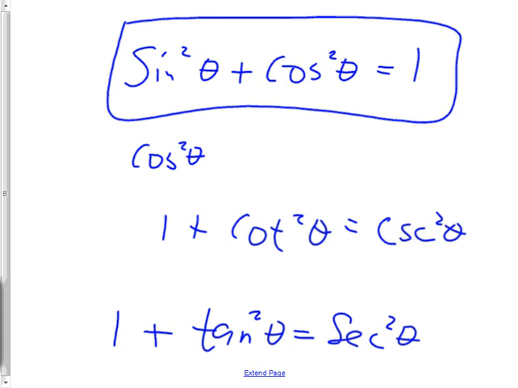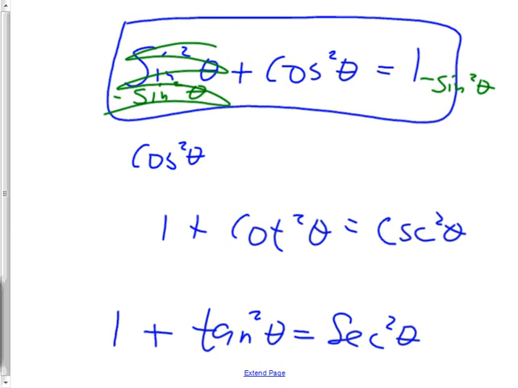All right. I'm seeing almost everybody getting this. It's one minus sine squared. Do you get if I want cosine alone, I have to subtract sine squared from both sides? Minus sine squared? Does that make sense to you? Cosine squared is now alone. See, I got it to cancel. Okay? One minus sine squared. So wherever you see cosine squared, you could replace it with one minus sine squared.